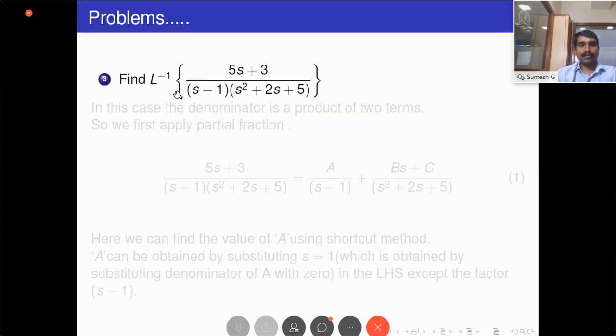Next problem, find the inverse Laplace transform of 5s plus 3 all divided by (s minus 1) into (s square plus 2s plus 5).